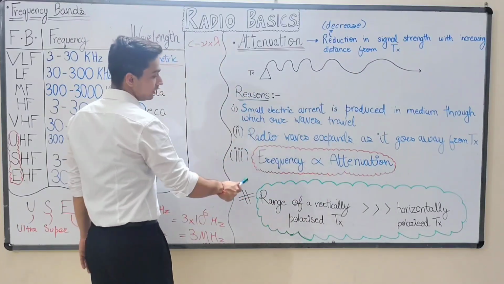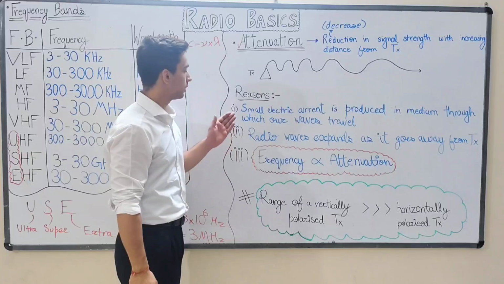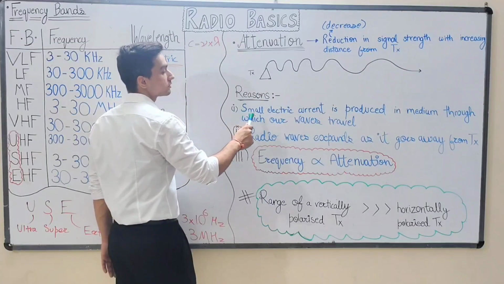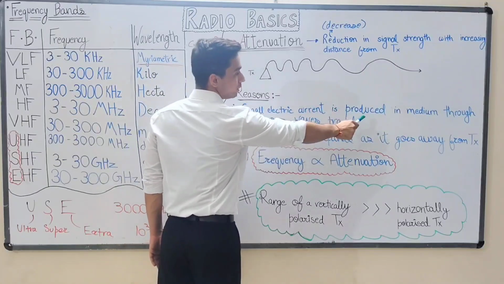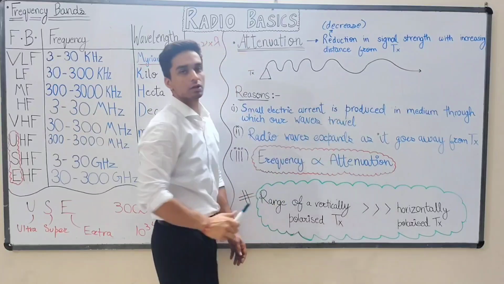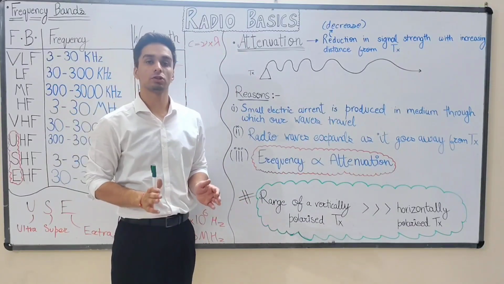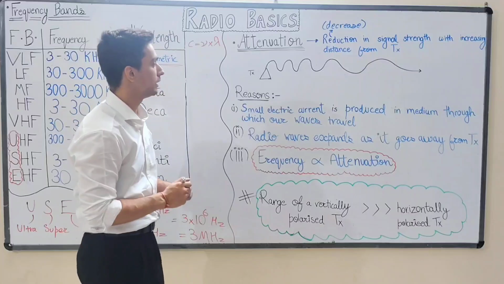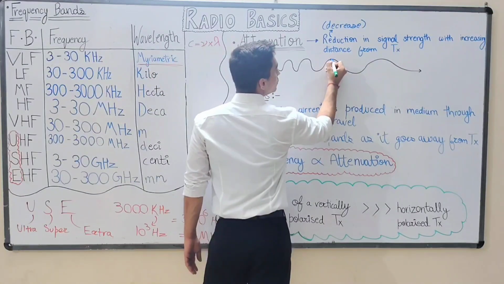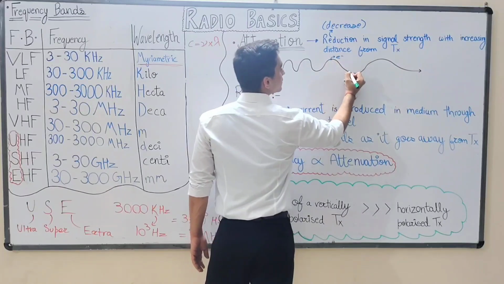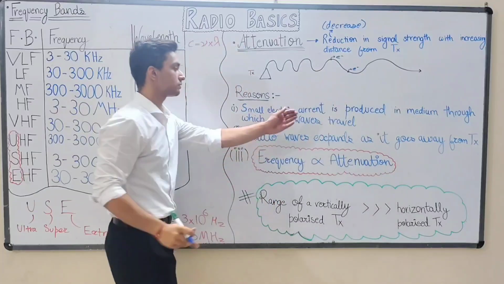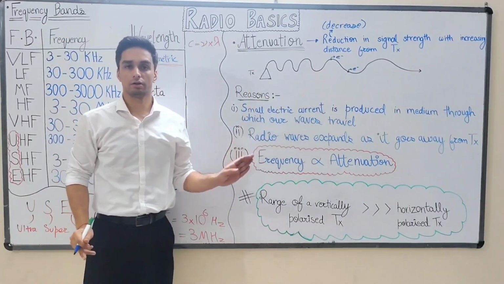Now, there are 3 reasons for attenuation to occur. We will do reason one by one. Starting with our first reason, that says small electric current is produced in medium through which our waves travel. Small electric current is produced when our waves travel through any medium. This you can visualize by losing of electrons as our wave travels further and further, and these electrons are referred as small electric current.